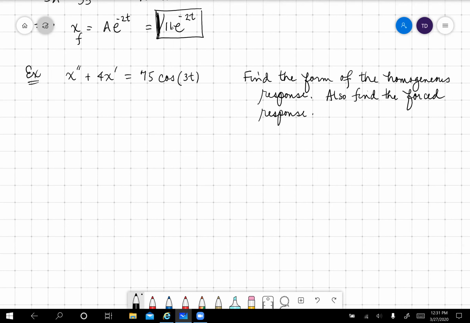Somebody tell me what the characteristic equation is. S squared plus 4s equals 0. Thank you, Jack. Right on the money. This one is easy to factor.